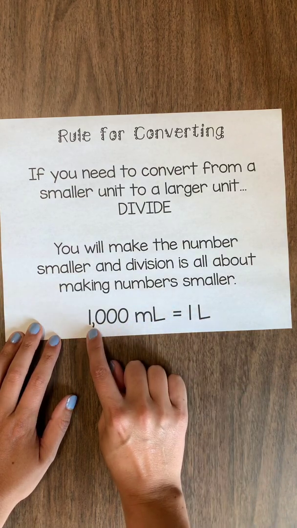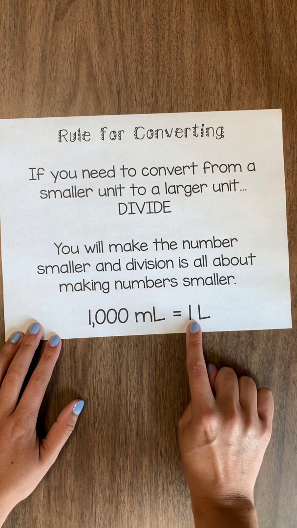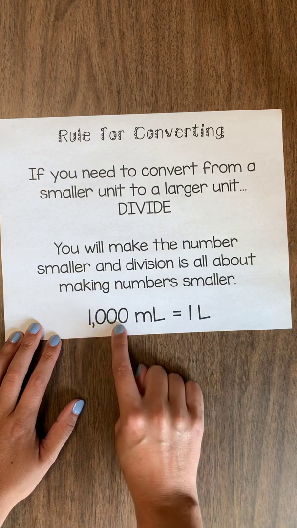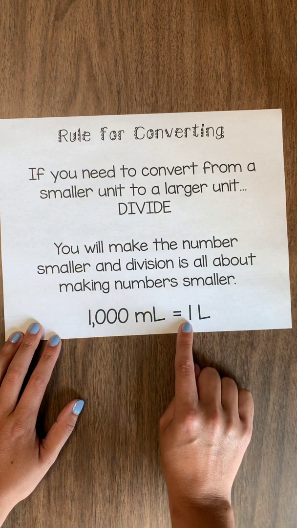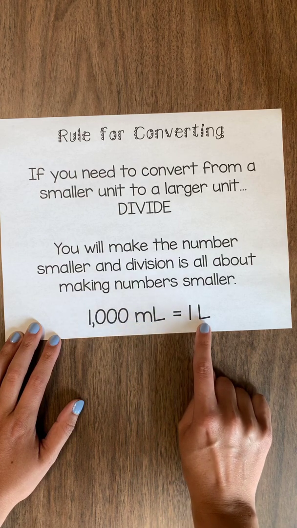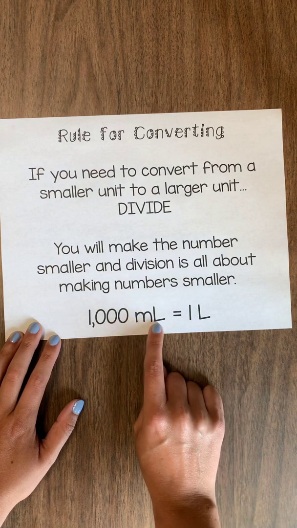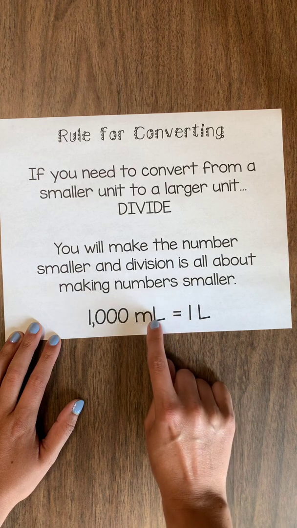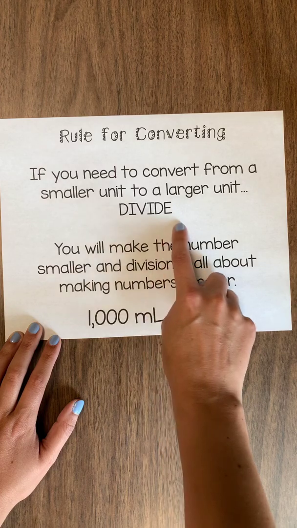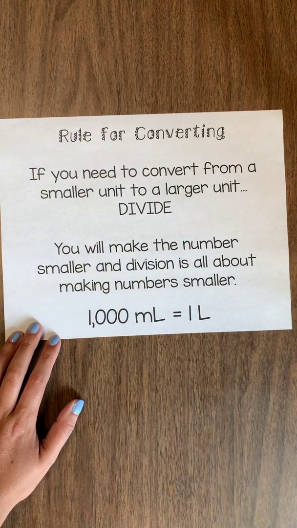And you can see it would take a whole lot more milliliters than it would liters, right? It's only 1 liter compared to the 1,000 milliliters. So as you can tell, we went from a big number to a small number. Whenever you go from a smaller unit like milliliters to a larger unit like liters, it doesn't require as much, right? So whenever you go from a small unit to a large unit, we know the number is going to get smaller. To make it smaller, you need to divide. So to go from a small unit to a big unit, you divide.